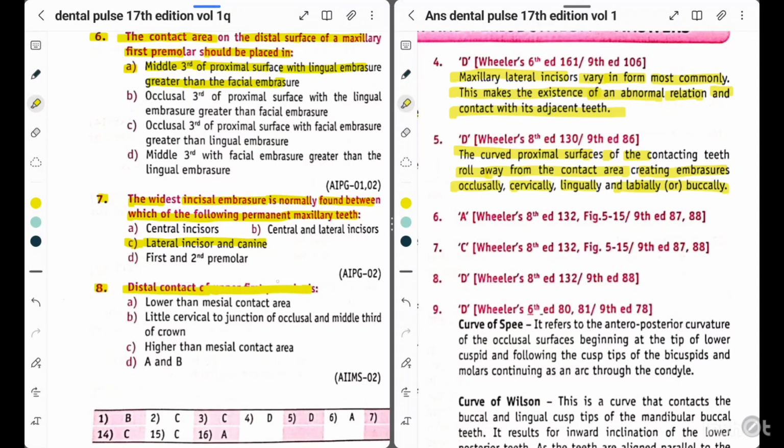Question 8. Distal contact of upper first premolar is. So its options are: option A, lower than mesial contact area. Option B, a little cervical to junction of occlusal and middle third of crown. Option C, higher than mesial contact area. Or option D, A and B. So its answer is option D, both A and B.